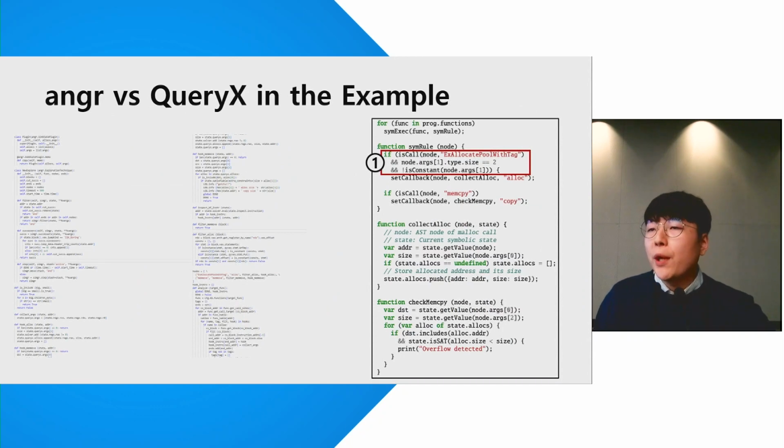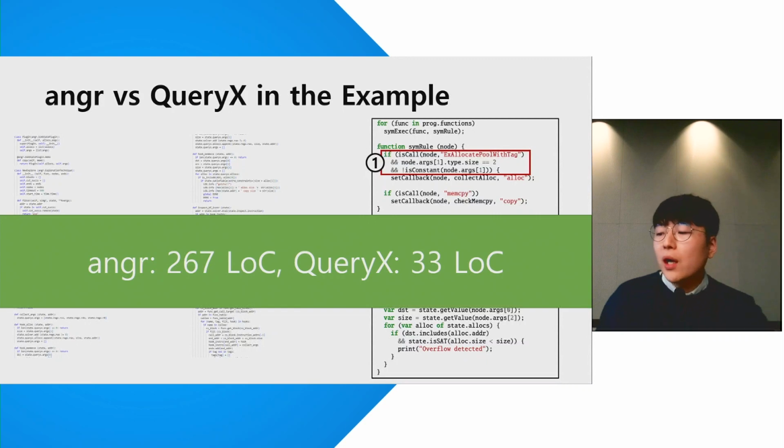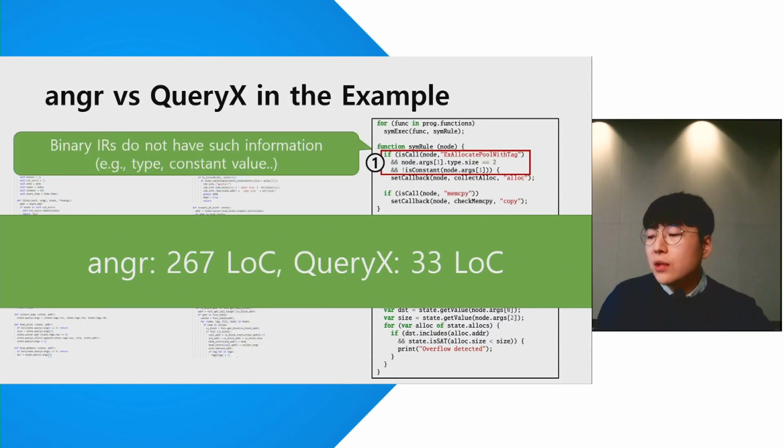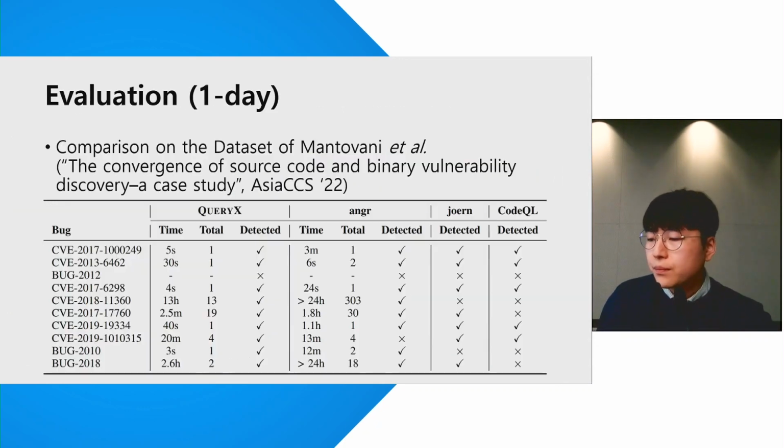We also compare angr and QueryX in terms of query writing for this example, where the left one is the angr query and the right one is the QueryX query. In total, angr requires 267 lines of code, while QueryX requires 33 lines of code. This is because binary IRs do not have high-level information such as type and constant value, so we have to write more code for this in the angr query. And it means that QueryX can support a more analysis-friendly query than angr.